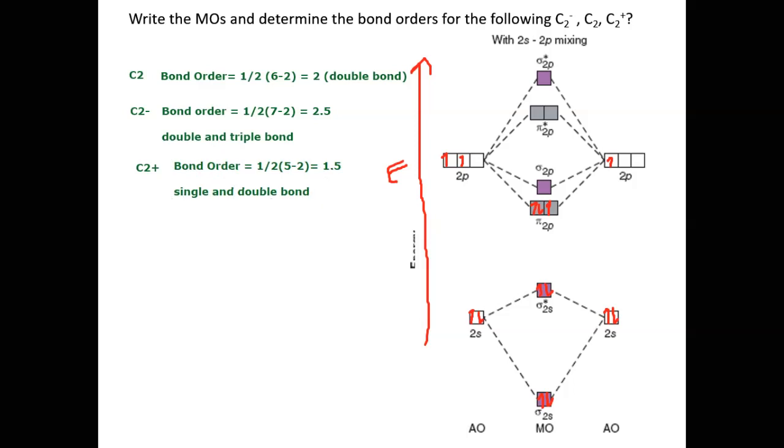So also you can notice that C2 plus and C2 minus are going to be paramagnetic because they have a lone electron. Whereas C2 is diamagnetic, it has only paired electrons.